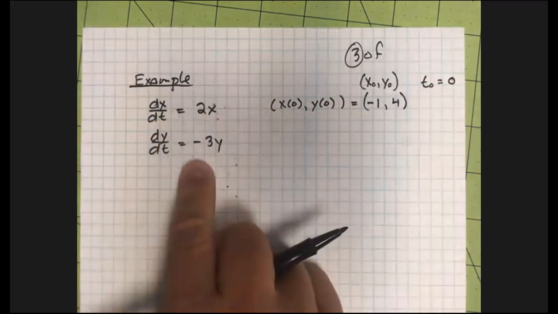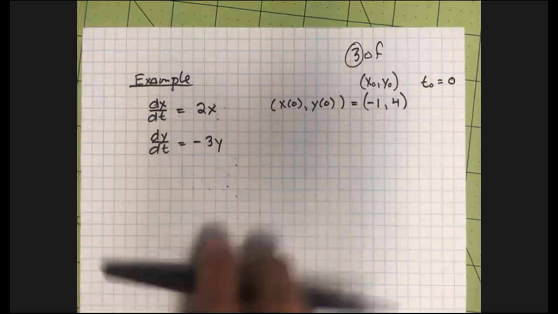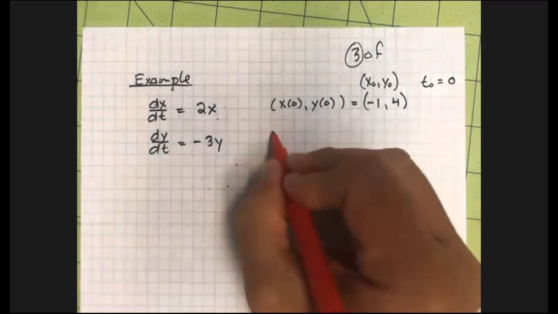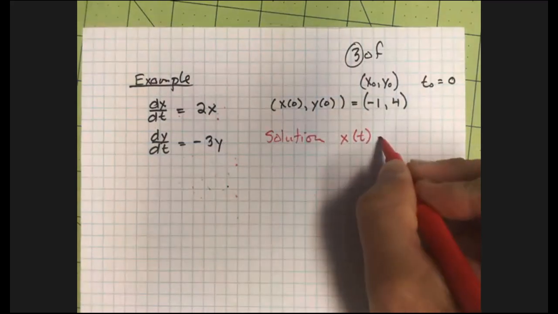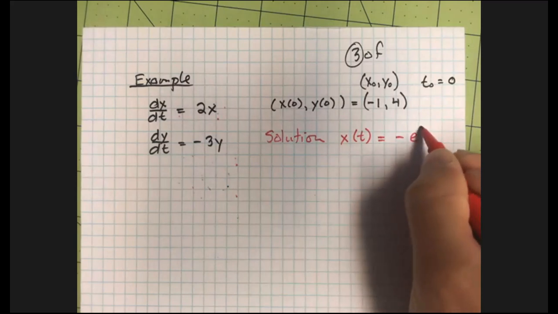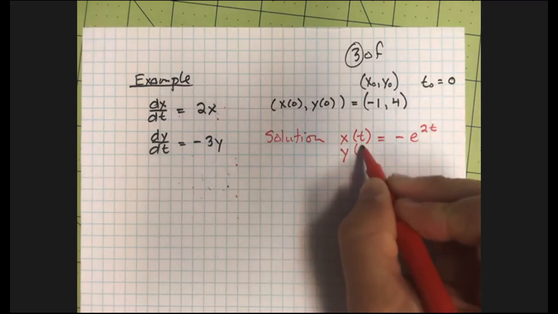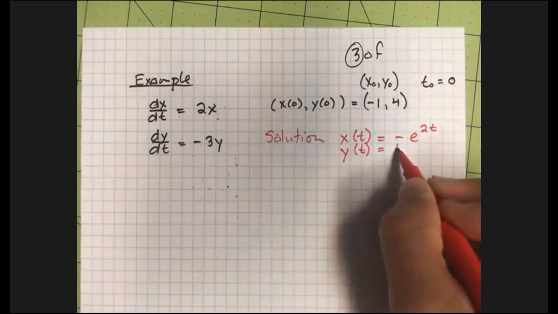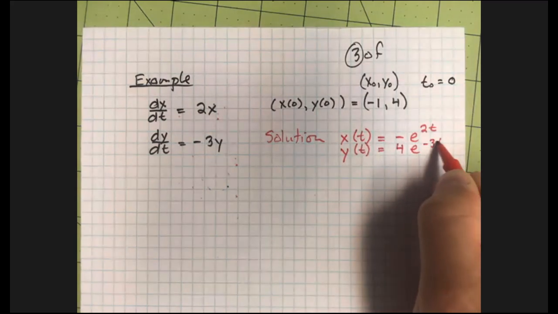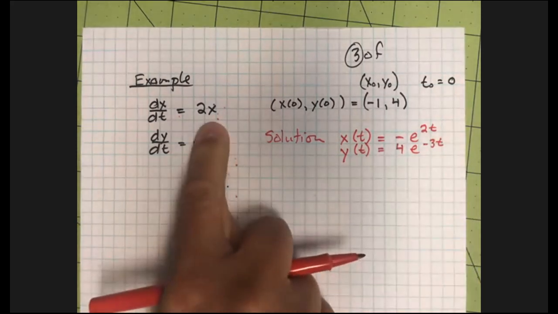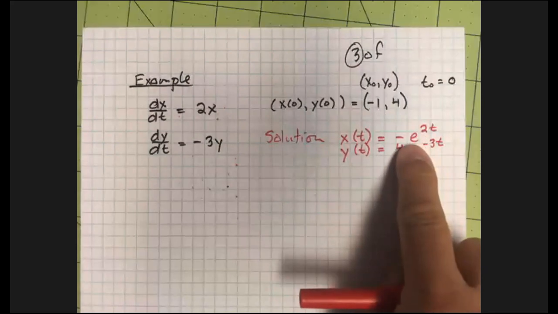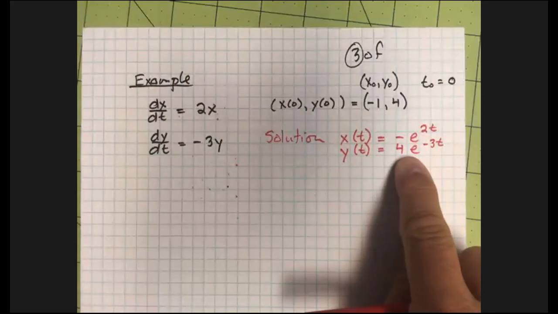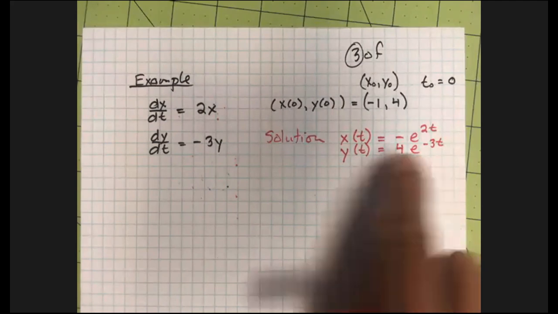Well, this is not a complicated system. I know the answer to this system right now. x of t is minus e to the 2t, and y of t is 4e to the minus 3t. Why is that? Because this is classic exponential growth, classic exponential decay. Now, with that initial condition, this is exponential growth upside down, and this is exponential decay in the truly classical sense.